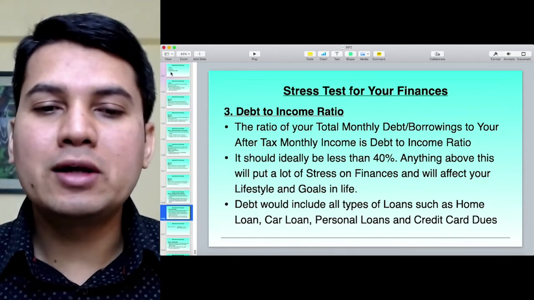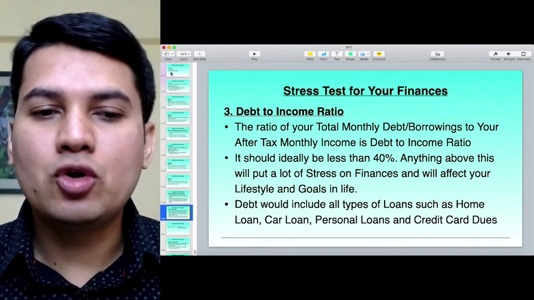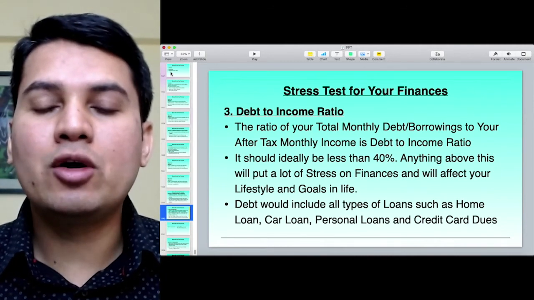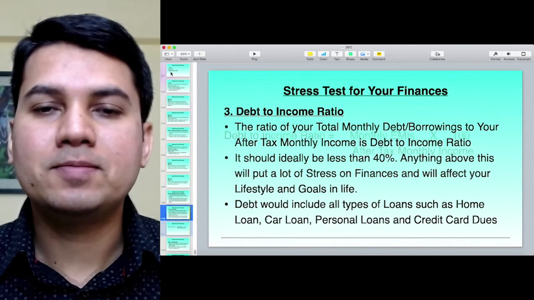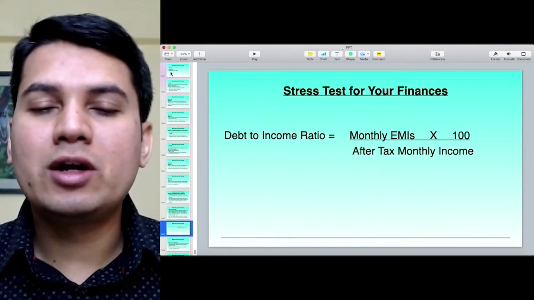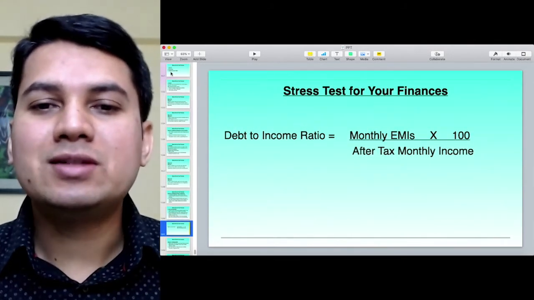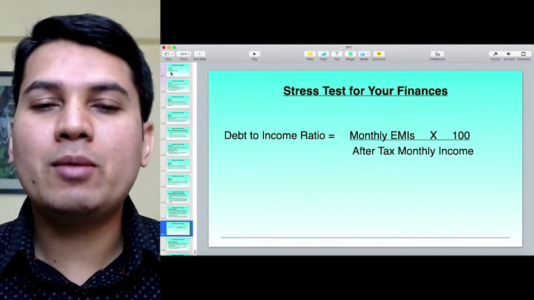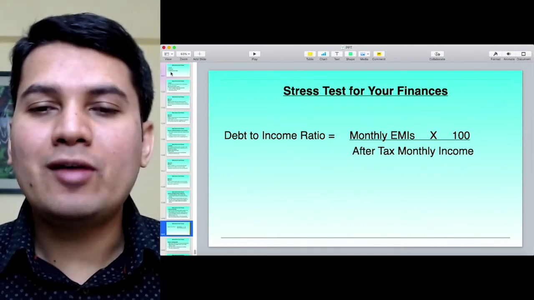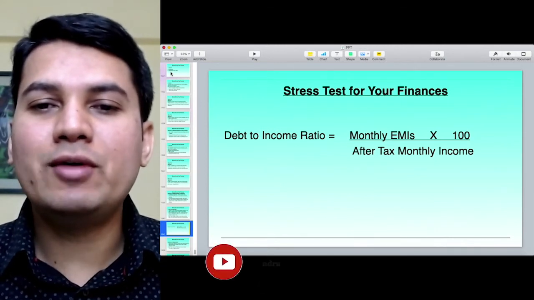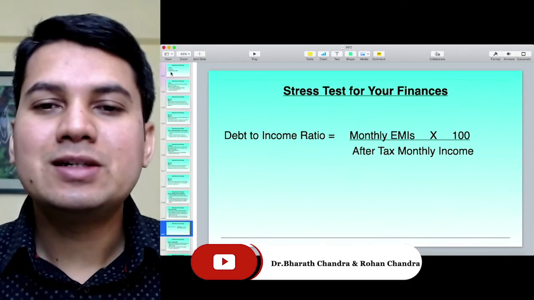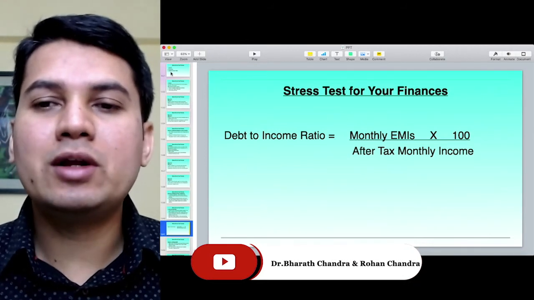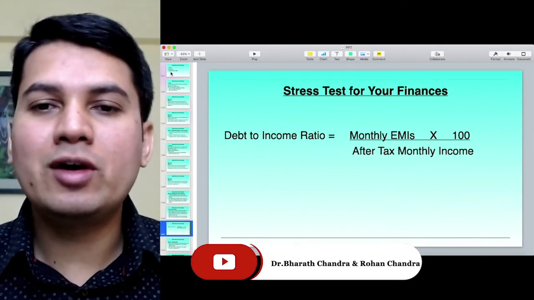Debt or borrowings could include loans such as home loan, car loan, personal loan, credit card use, etc. Look at the formula of debt to income ratio. Monthly EMIs divided by after tax monthly income, into 100, is the debt to income ratio. For example, your monthly EMIs could be 30,000 per month. After tax monthly income could be 70,000 rupees per month. That means 30,000 divided by 70,000 into 100, whatever the figure, you need to see.